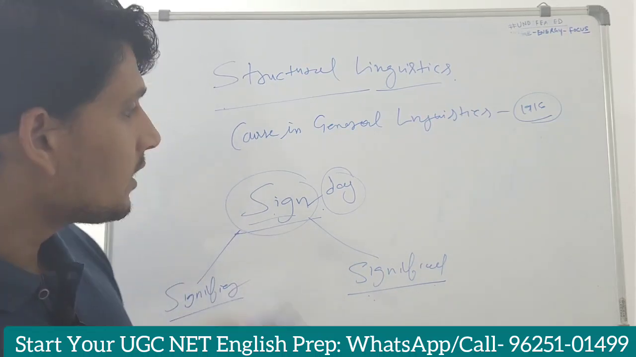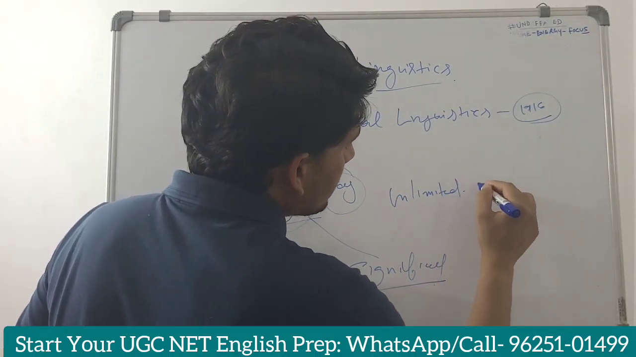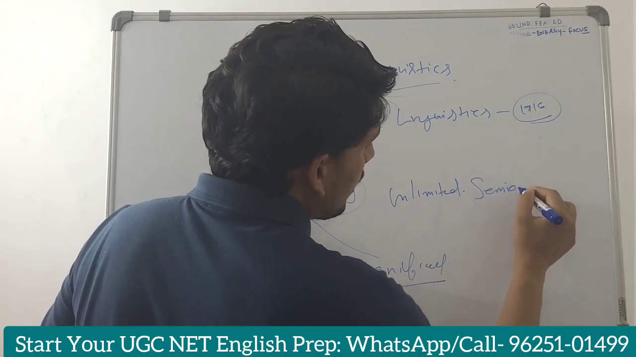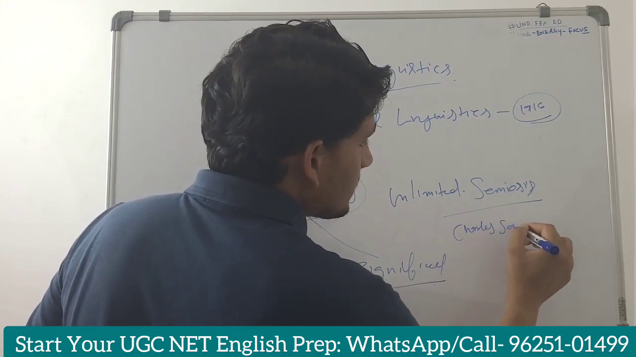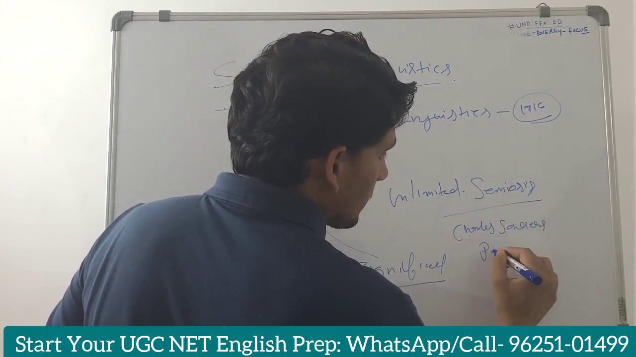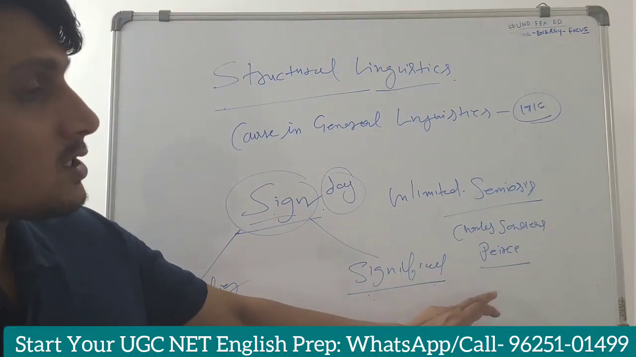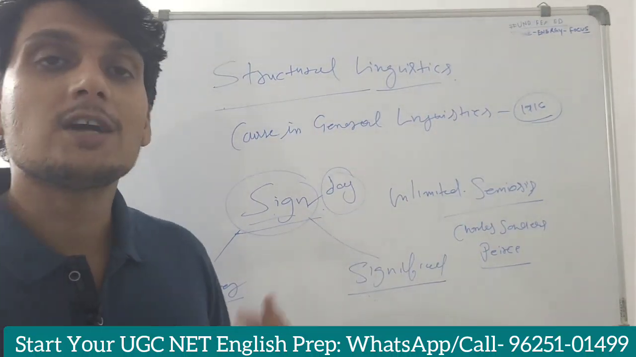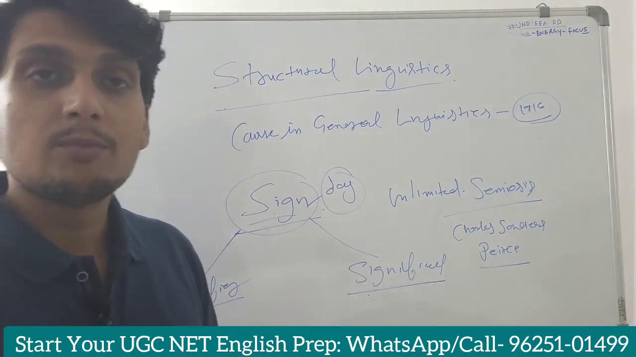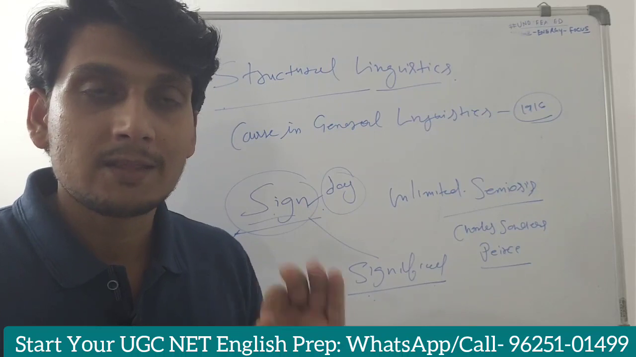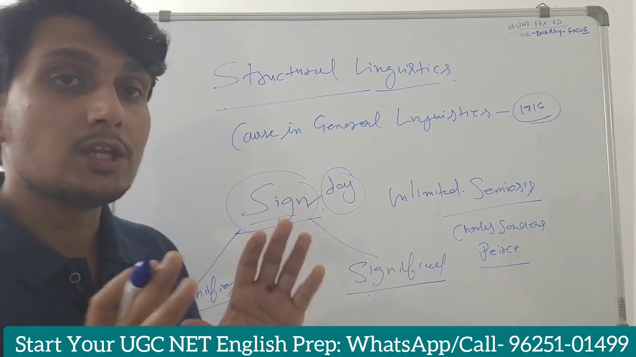And it is called the unlimited semiosis by Charles Sanders Peirce. He is the American philosopher and one of the semioticians. He is also known as the father of the semiotic theory. He and Ferdinand de Saussure, they both are credited with the semiotic theory, the study of sign, right? And both of them have studied the signs in their own way.